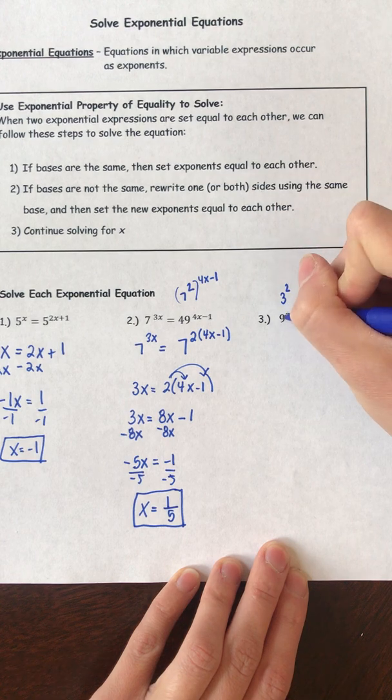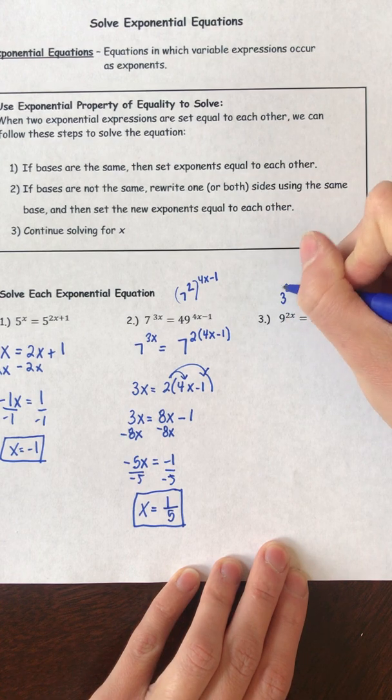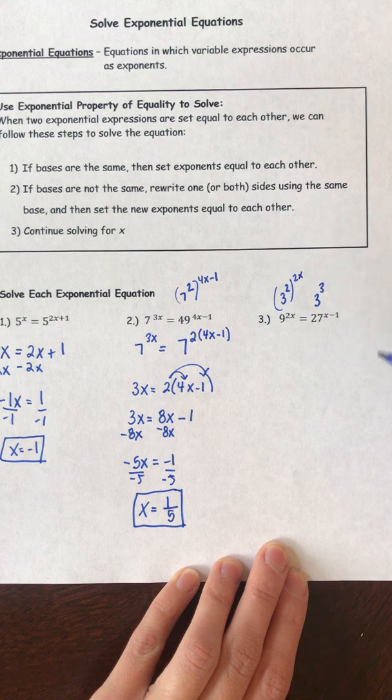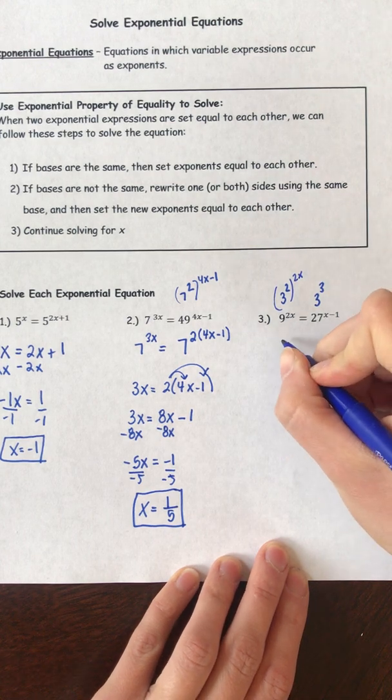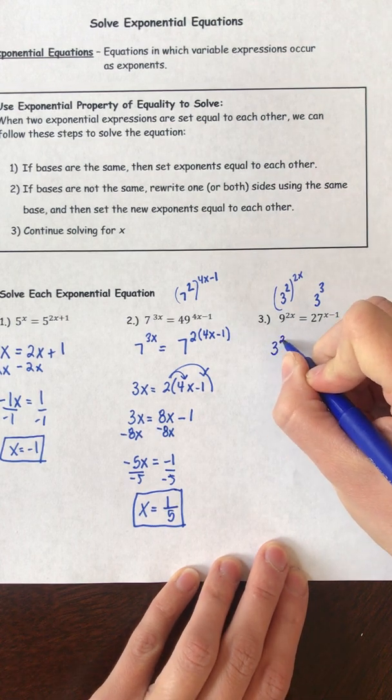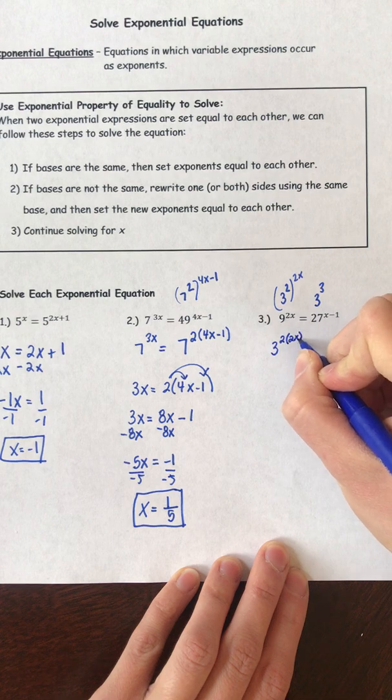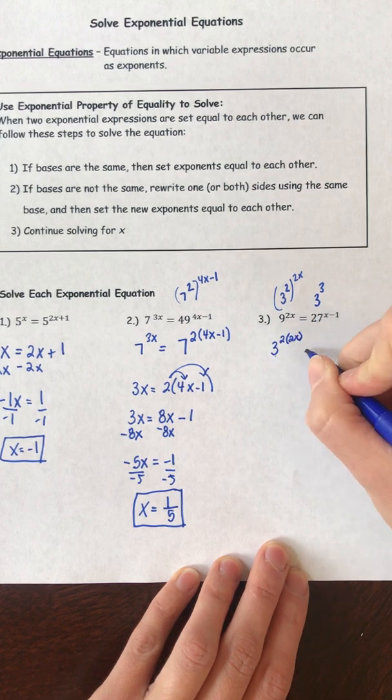So if I rewrite 9 to the 2x as 3 to the second, all to the 2x, then my left side now becomes 3 to the 2 times 2x, right? Because 3 squared is 9.